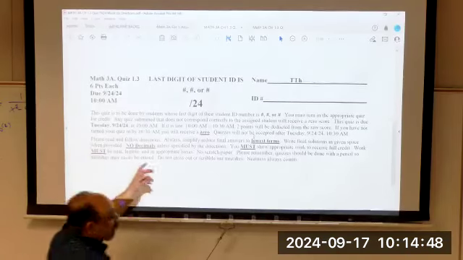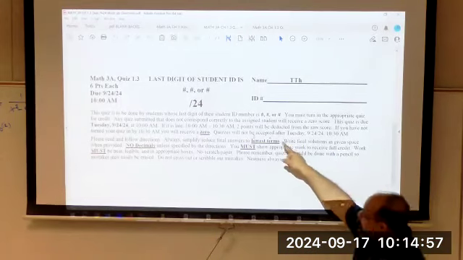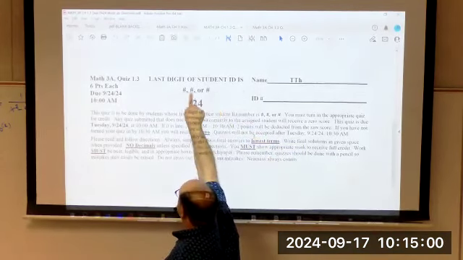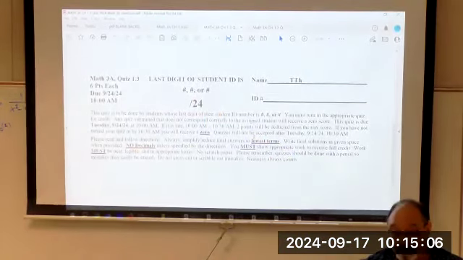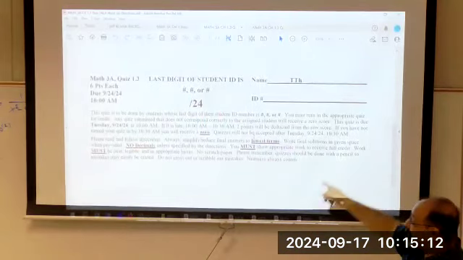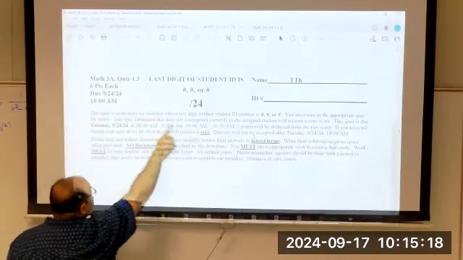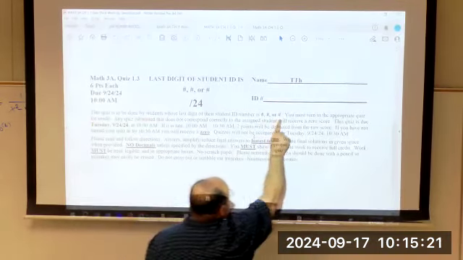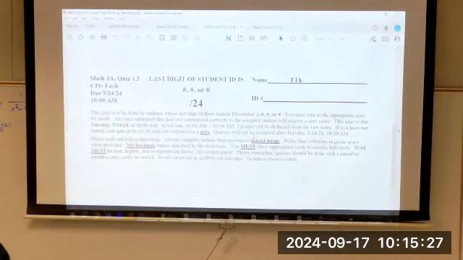Well, here it is. To even things out, I wrote three different versions of the quiz. The last digit of your student ID number is blank, blank, or blank. Hopefully you know your student ID number. If you don't, I can always pull it. It's based on the last digit of your student ID. Due the 24th, 10 a.m. This quiz is to be done by students whose last digit of student ID number is this, this, or this. You must turn in the appropriate quiz for credit. Any quiz submitted that does not correspond correctly to the assigned student will receive a zero.